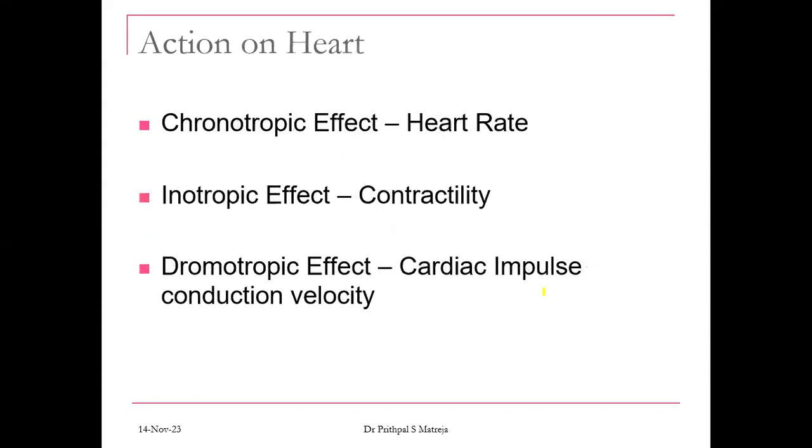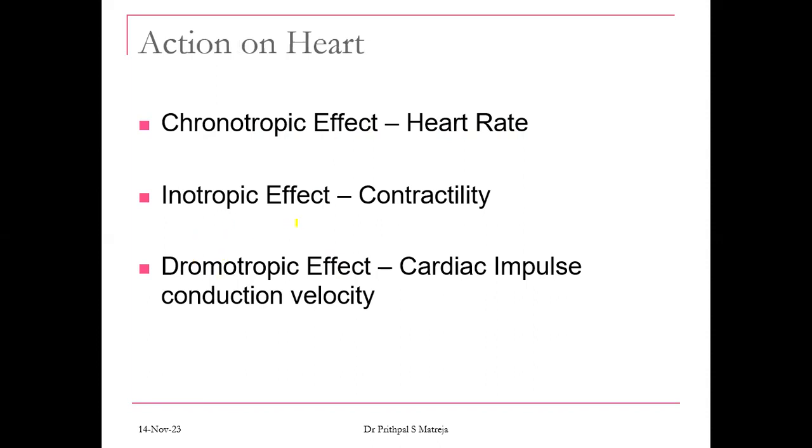Now we talk about the pharmacological actions of adrenaline. Now these can be divided into three actions on the heart. First, we talk about its action on the heart. It has the chronotropic effect, the inotropic effect, and the dromotropic effect. The chronotropic effect refers to the heart rate. A drug that increases the heart rate has a positive chronotropic effect, whereas a drug that decreases the heart rate has a negative chronotropic effect.